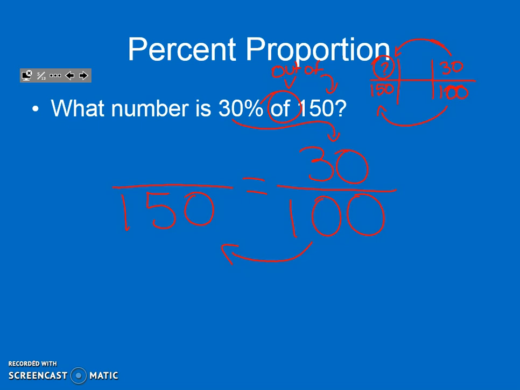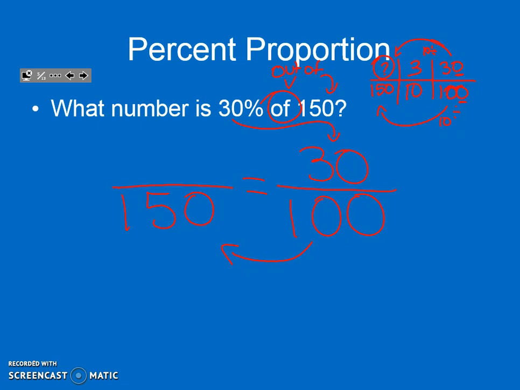Let's scale back. So I have 100. Let's divide 30 and 100 by something or a common factor. So let's divide them both by 10 since they both end in 0. So 30 divided by 10 gives me 3. And 100 divided by 10 gives me 10.